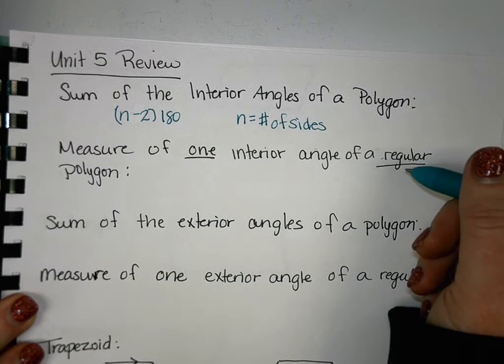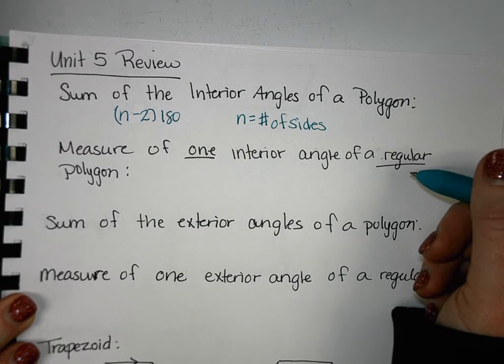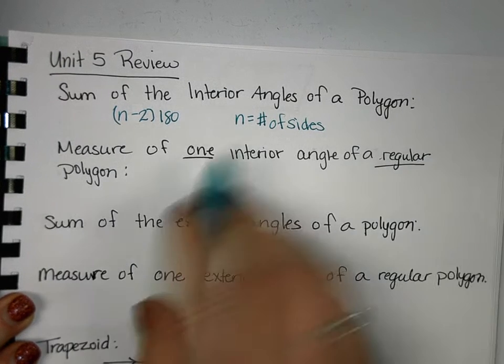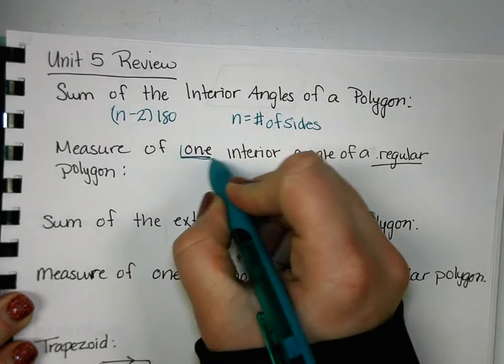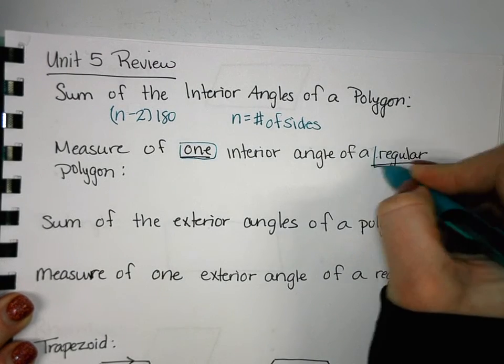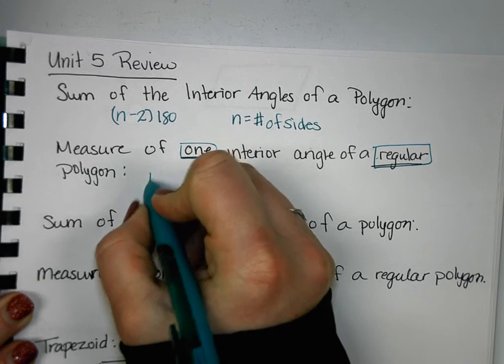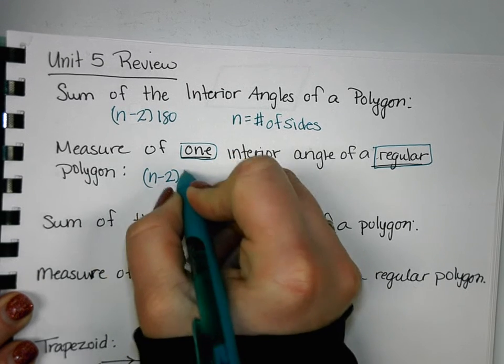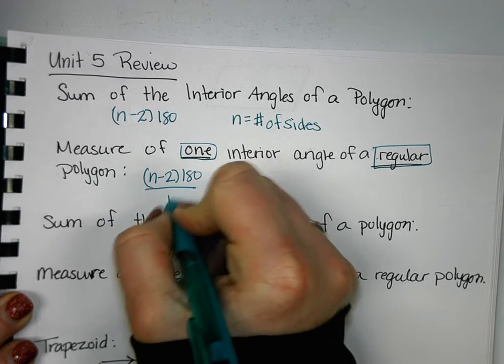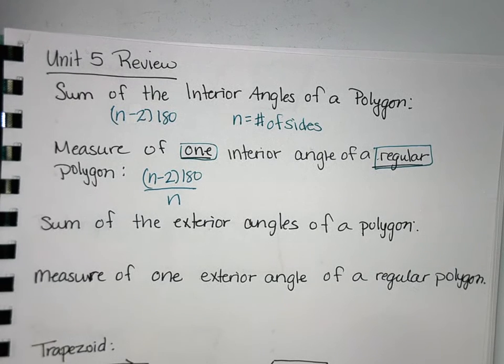Then the second formula we did was the measure of one interior angle of a regular polygon. So your key words here are, if you're only looking for one and it's regular, you would do your n minus 2 times 180 divided by n. And that would give you the measure of just one inside angle.